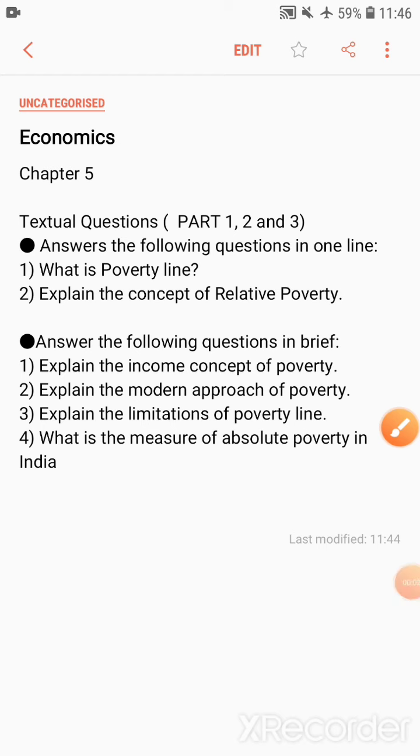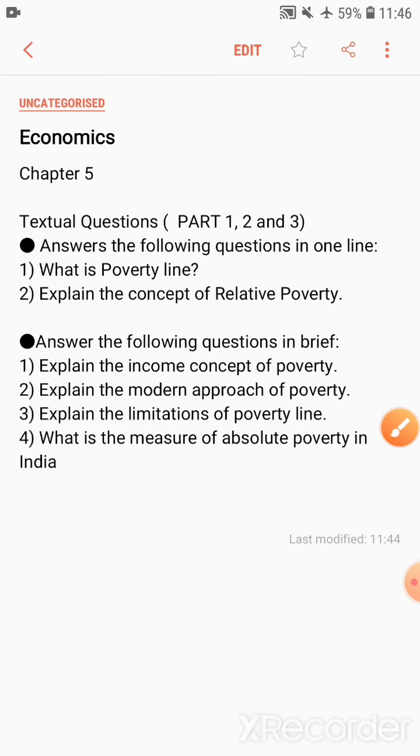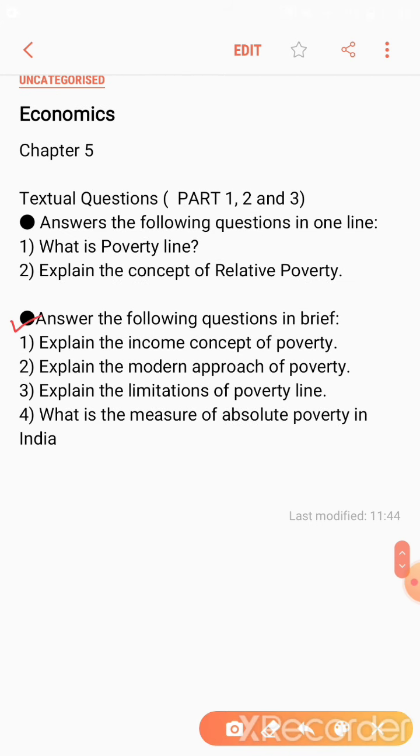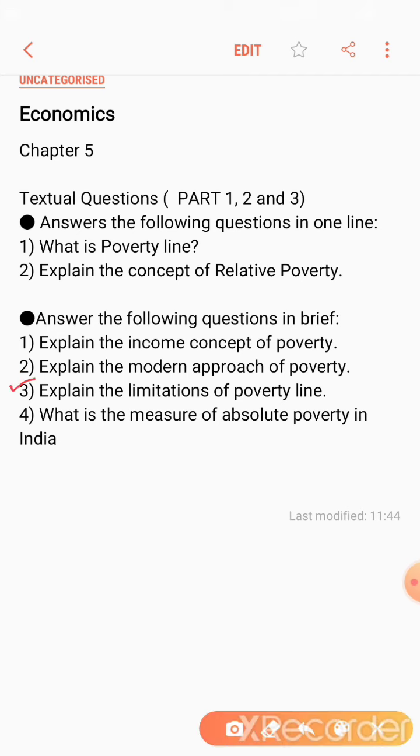Students, here are the textual questions that you have to note down in your notebook. This is a one line question. The first question, what is poverty line? And second, explain the concept of relative poverty. These are the questions for 2 marks. Answer in brief. First question, explain the income concept of poverty. Second, explain the modern approach of poverty. This can also come as a question: explain the non-income concept of poverty. Third question, explain the limitations of poverty line. And fourth, what is the measure of absolute poverty in India?